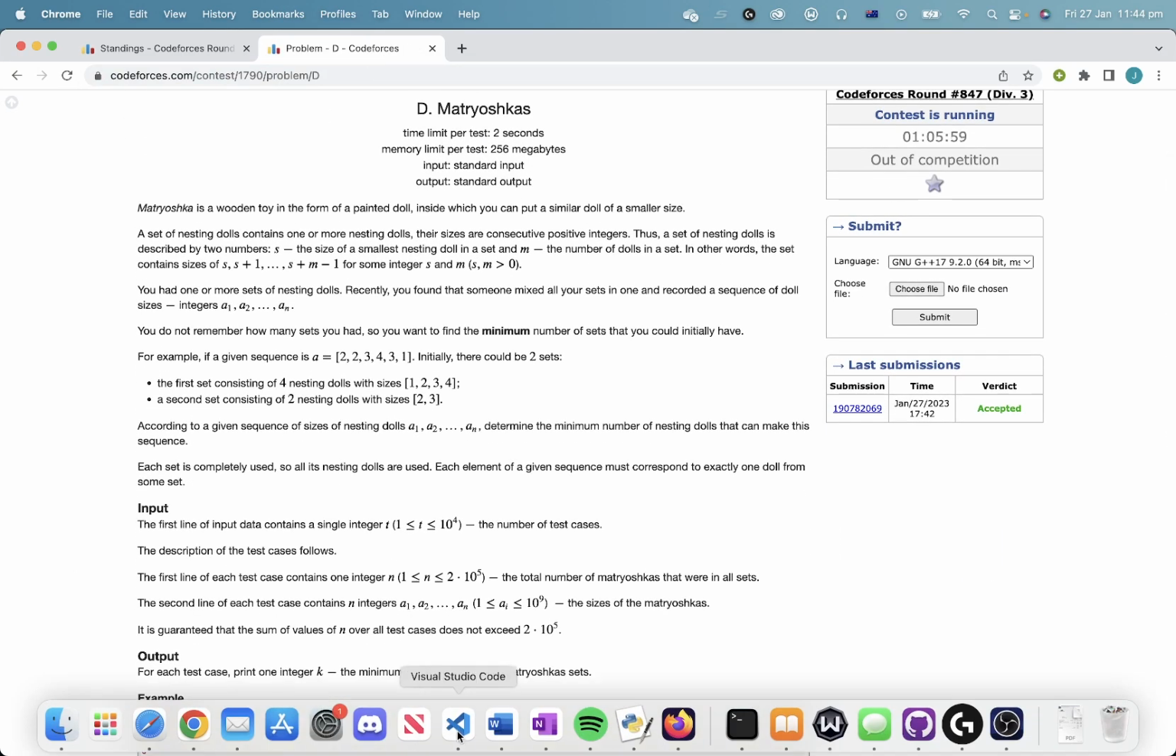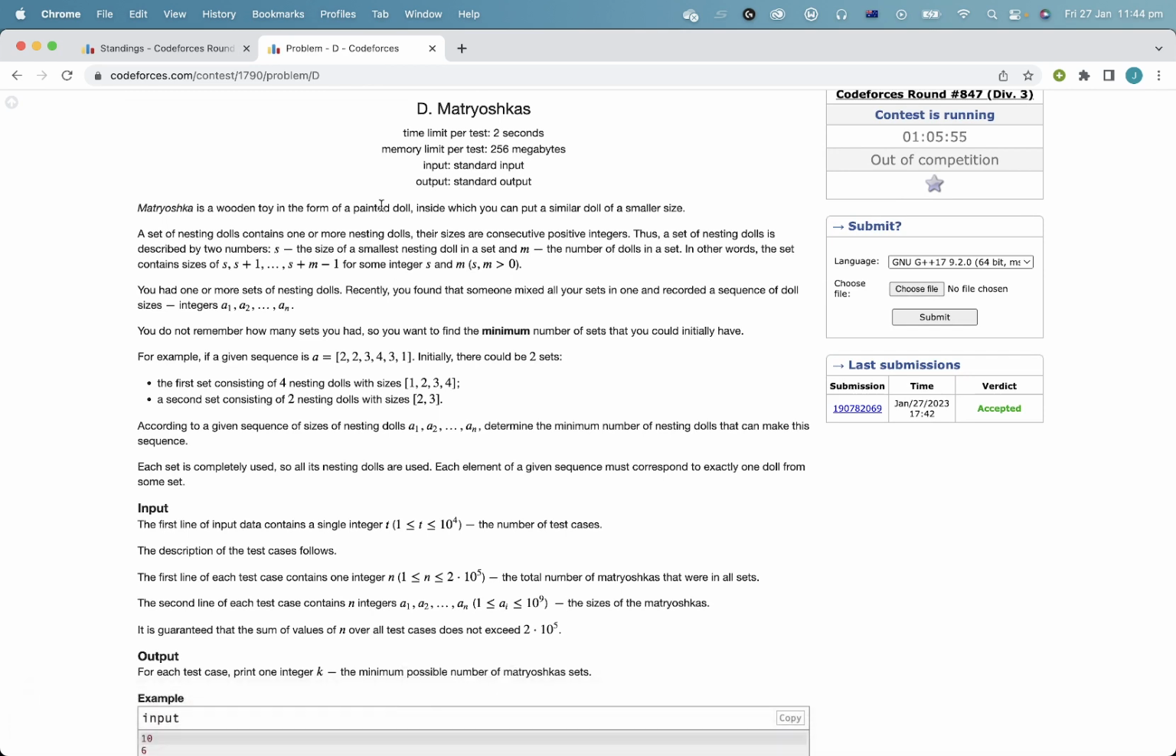This problem is some greedy problem. The idea is we can just sort the dolls from smallest to biggest, and then whenever we process a doll of a current size, if there's a stack of dolls which has the maximum size of 1 less than it, then I can extend that stack of dolls.